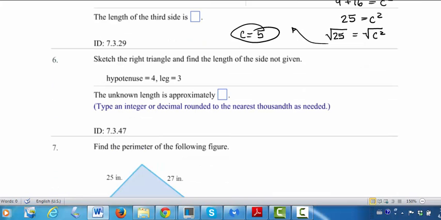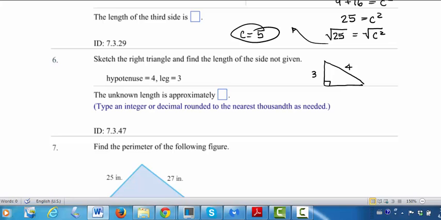Okay, in the next problem, they say to sketch the right triangle and find the length of the side that's not given. So first off, we know it's a right triangle, so I'm just going to sketch it out. It's going to look like this. It tells me that the hypotenuse is 4. So remember, the hypotenuse is the side that's opposite the right angle. So this side is 4, and it tells me that one of my legs is 3.